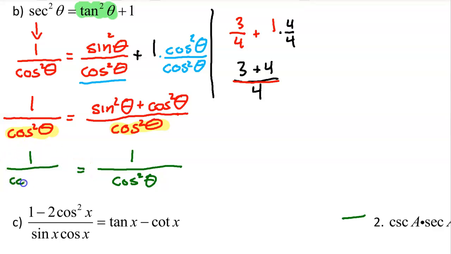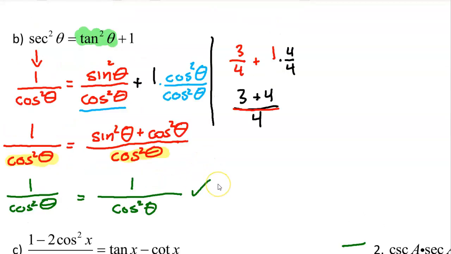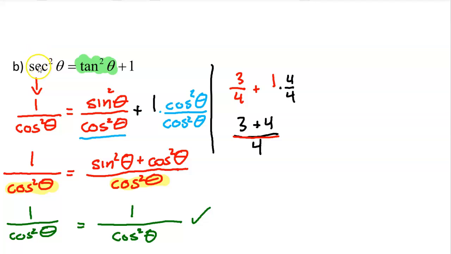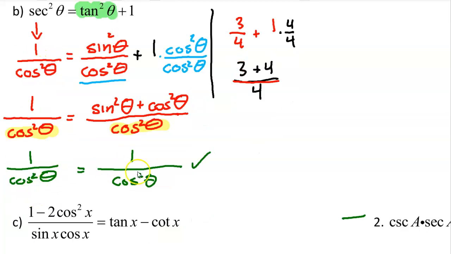So we have 1 over cosine squared theta on both sides, and we're finished. Now some might say, well, we can just leave it as secant squared the whole time, and then in the last step we convert this to secant squared and have secant squared equals secant squared. That wouldn't be wrong, but I find that in general, just telling you to make everything sines and cosines everywhere is pretty universally true, and it works all the time.